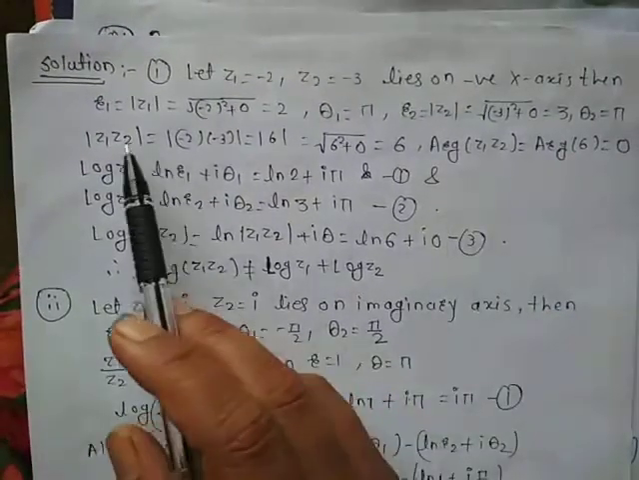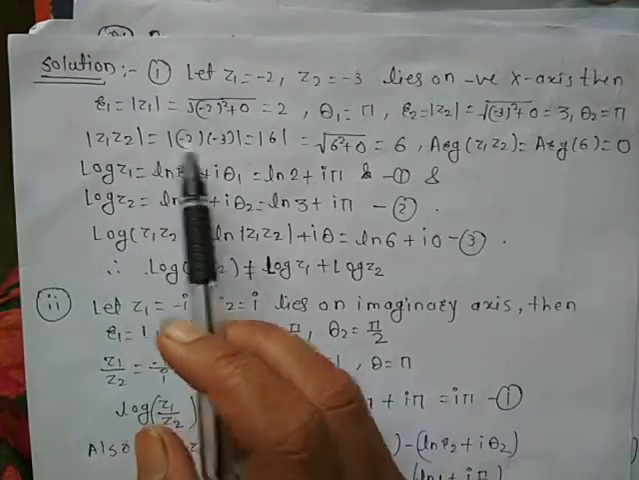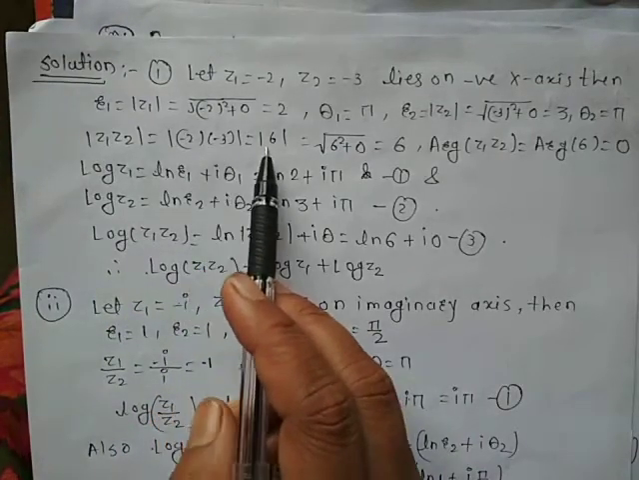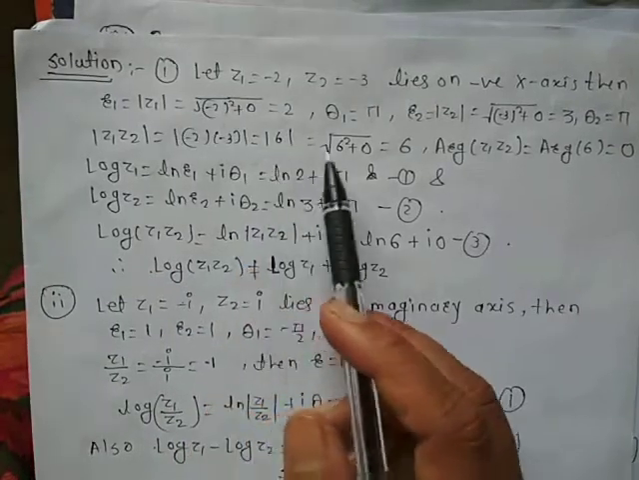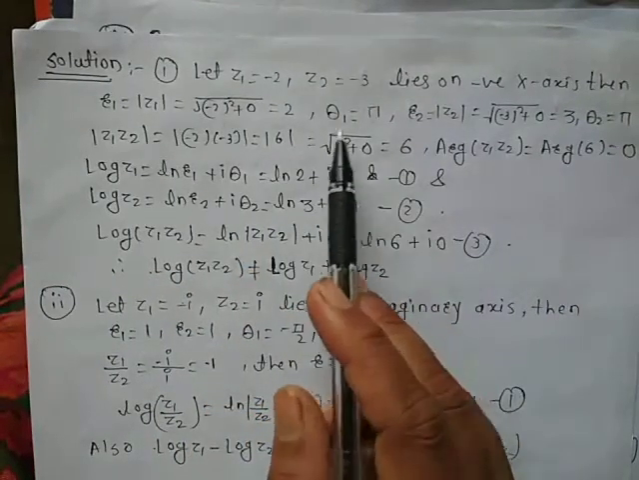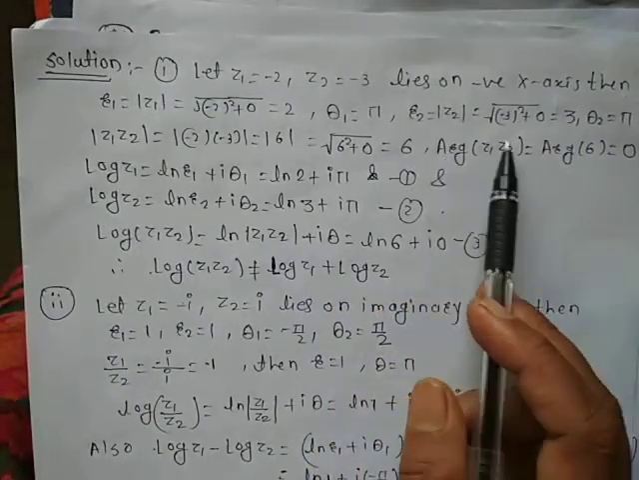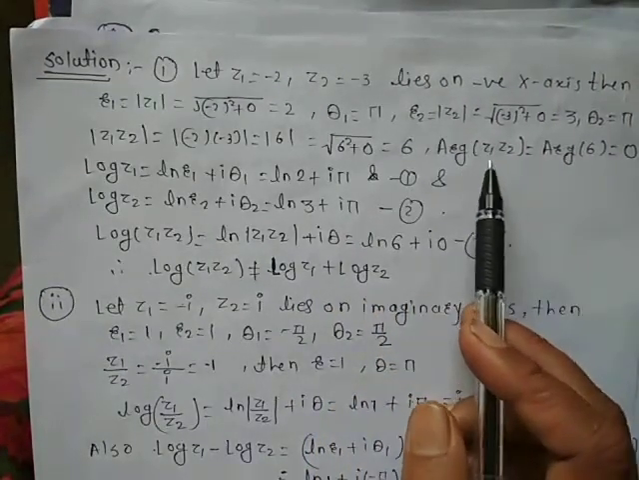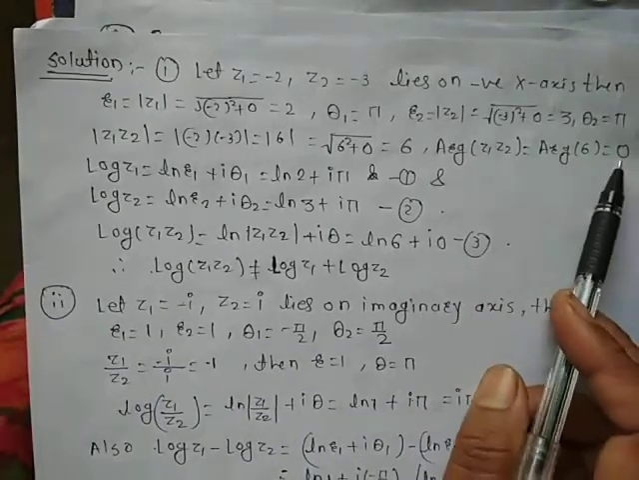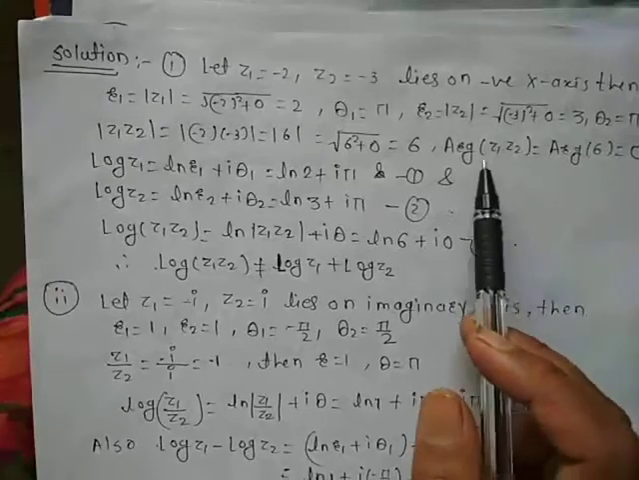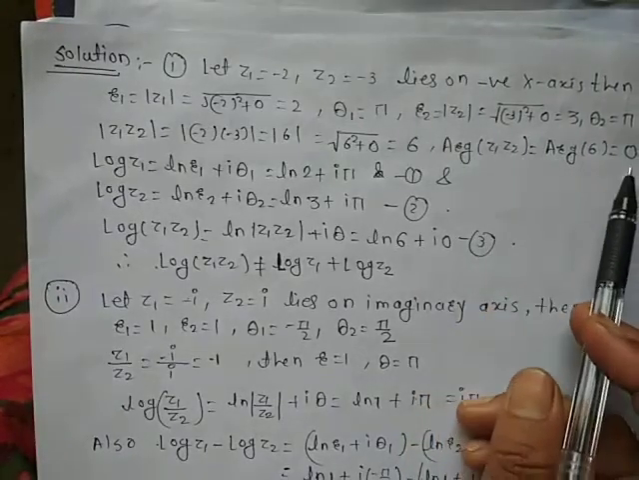So modulus of z1 into z2 is equal to modulus of minus 2 into minus 3, which is modulus of 6, which is equal to under root of 6 square plus 0, which is equal to 6. So argument of z1 into z2 is equal to 0. Obviously it lies on the positive x-axis. So argument of z1 into z2 is 0.